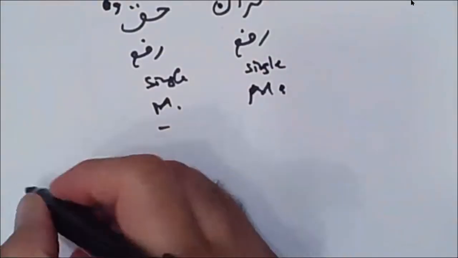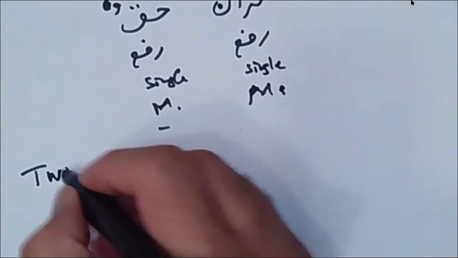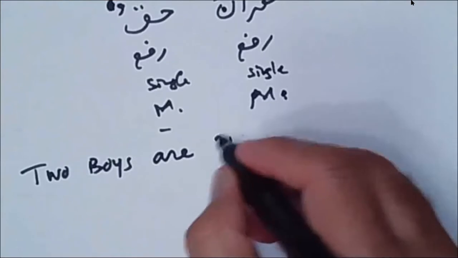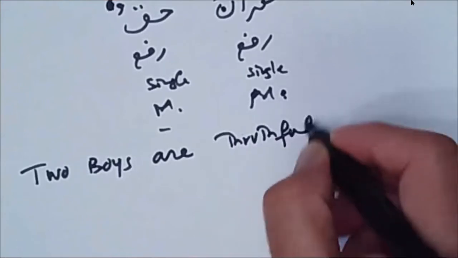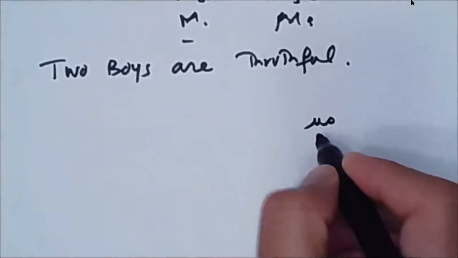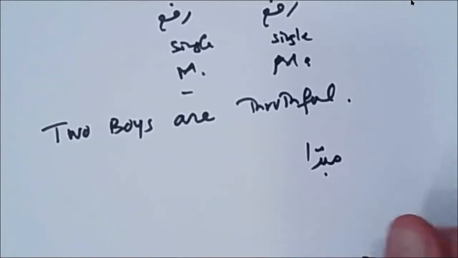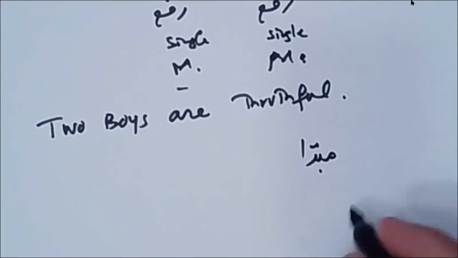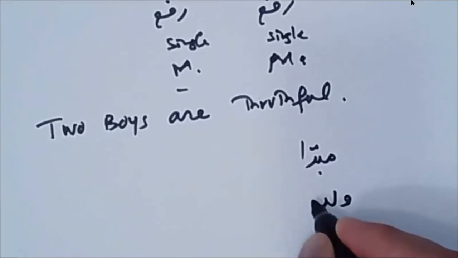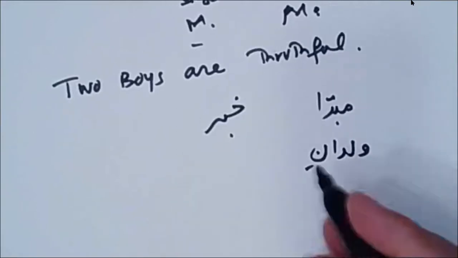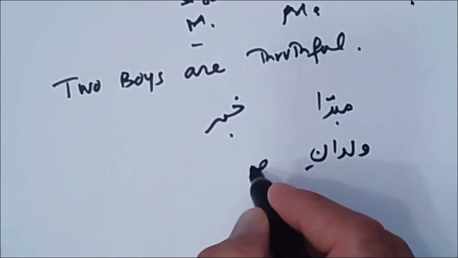Okay, so the next one is two boys are truthful. Okay, so what is the mubtada here? Two boys. So what is the Arabic of two boys? Waladani. Okay, and what is the khabar? Sadiqani.